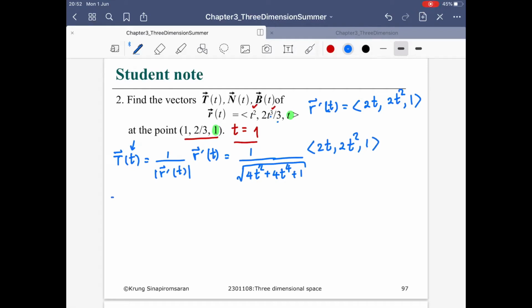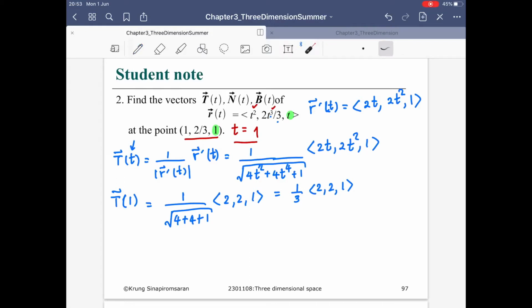And then you are going to find the capital T at the particular point 1. So you have the square root of 4 plus 4 plus 1, and 2, 2, 1, which is 1 over 3 times 2, 2, 1. And you don't really need to distribute the 1/3 to the rest of your vector. Just keep it like that.